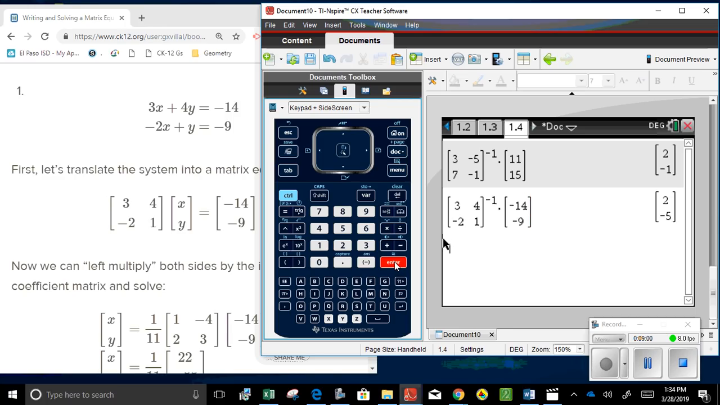What does this mean? This means that when I multiply 3, 4, negative 2, 1 by that, 2, negative 5, I get negative 14, 9. This is what this means. We're solving the matrix equation. I didn't know what this was till I found the inverse matrix. Yeah? So that's the essential question. Can I invert the coefficient matrix? Okay, that's example 2. Let's pause a moment.